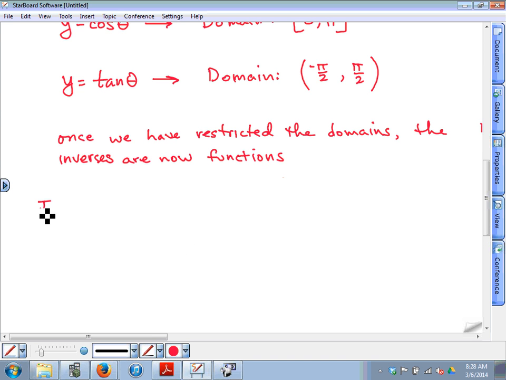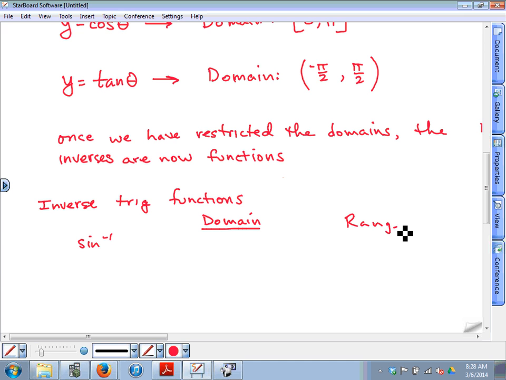So let's talk about the inverse functions now, just of these first three. We'll talk about cosecant, secant, and cotangent in a minute. Inverse trig functions. Let's start with the inverse sine. We need to make a table here. Domain, and range. What's the domain of the inverse sine? What's the range of the inverse sine?